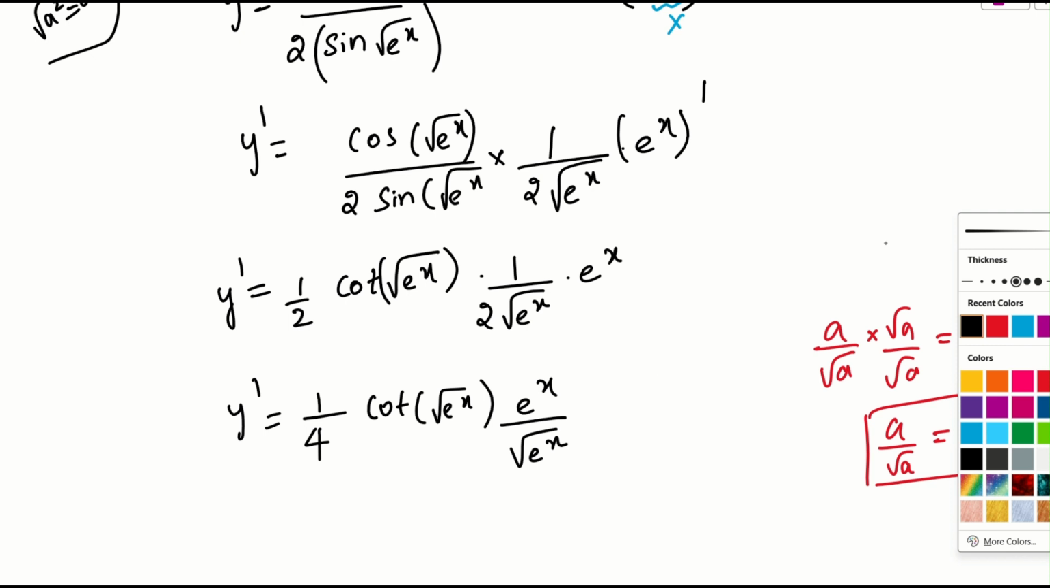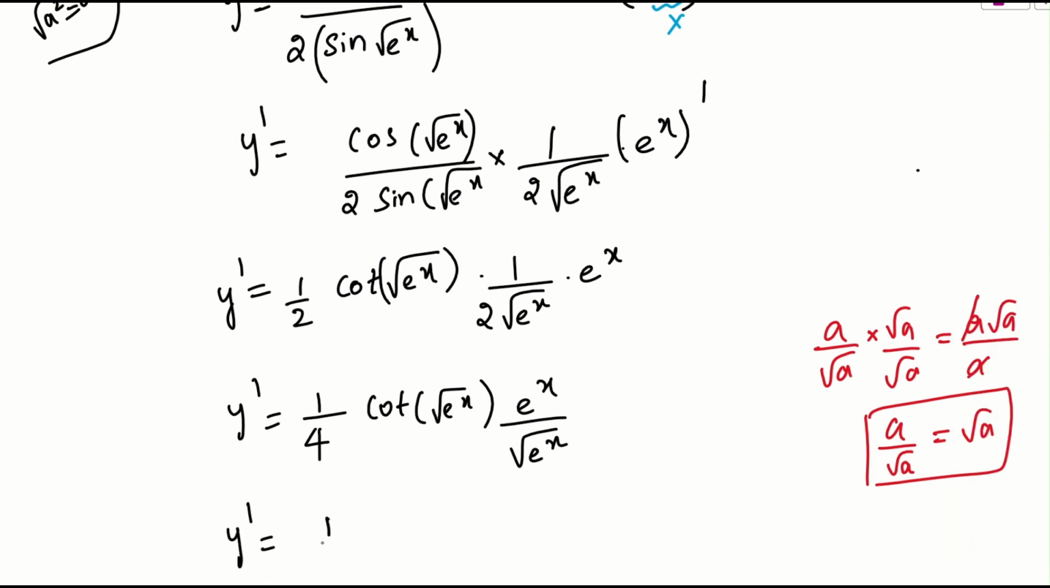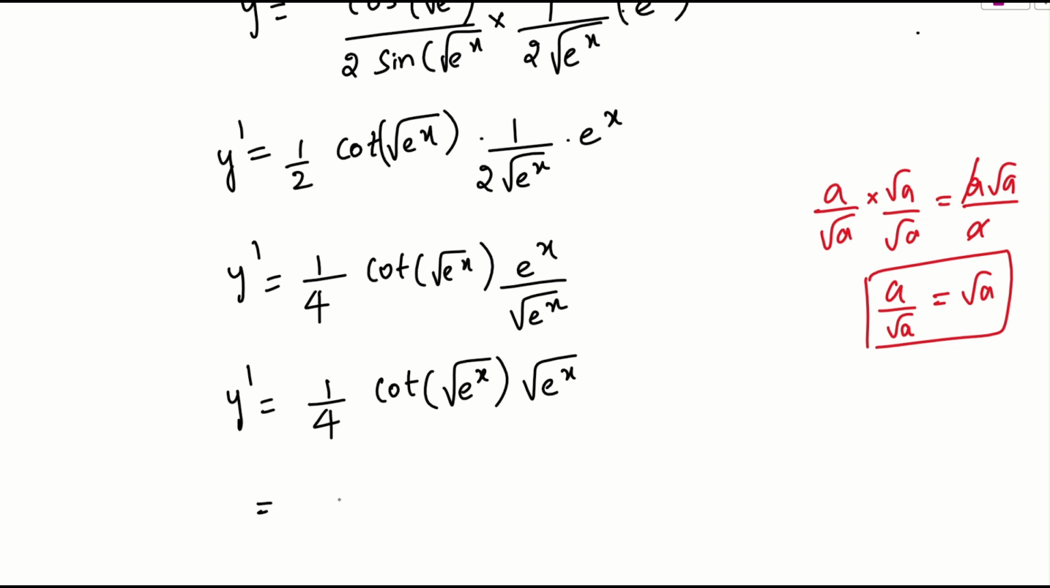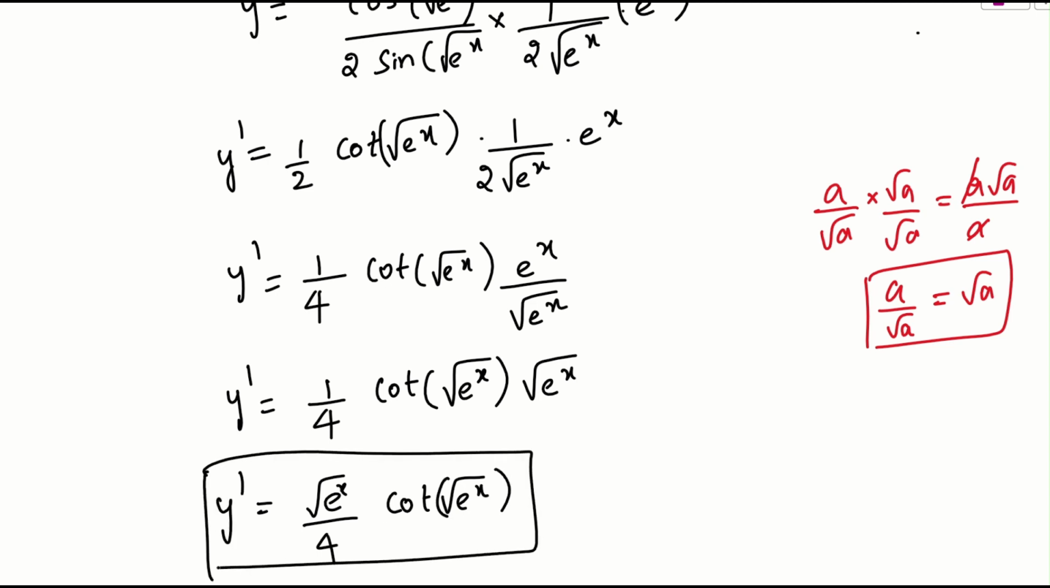If I apply it, what will I get here? y dash is equal to 1 by 4 times cot of root e power of x, times root of e power of x. So I can write it as root of e power of x by 4, which is cot of root e power of x. We know that root x means x power of 1 by 2. So I can also rewrite it as y dash is equal to e power x by 2, by 4, and this is cot of e power x by 2.